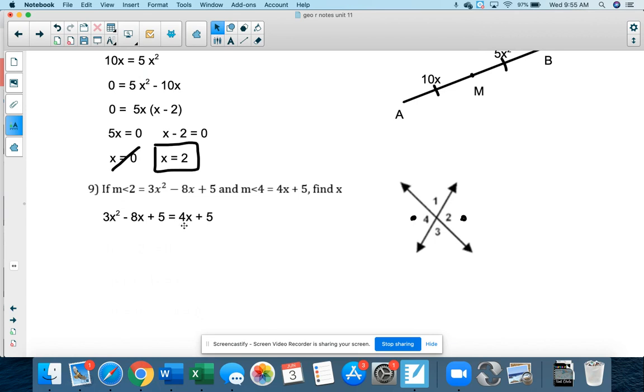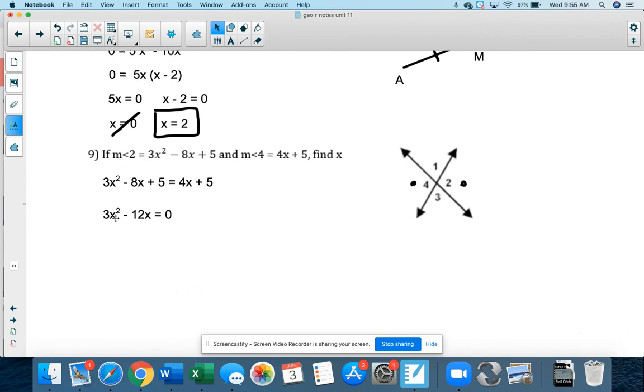So I'm going to take the 4x and subtract it. I'm going to take the 5 and subtract it. When I subtract 4x, I get negative 12x, but when I subtract 5, those 5s cancel. So actually, this is not a terrible one because it's not a trinomial. I'm just factoring out the greatest common factor.